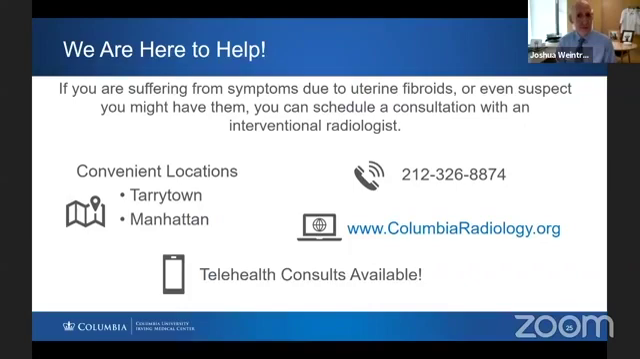We do see an improvement in the pain that patients are having after uterine fibroid embolization, if that's one of their symptoms. Some patients will continue to have pain, but non-steroidals should help with that.